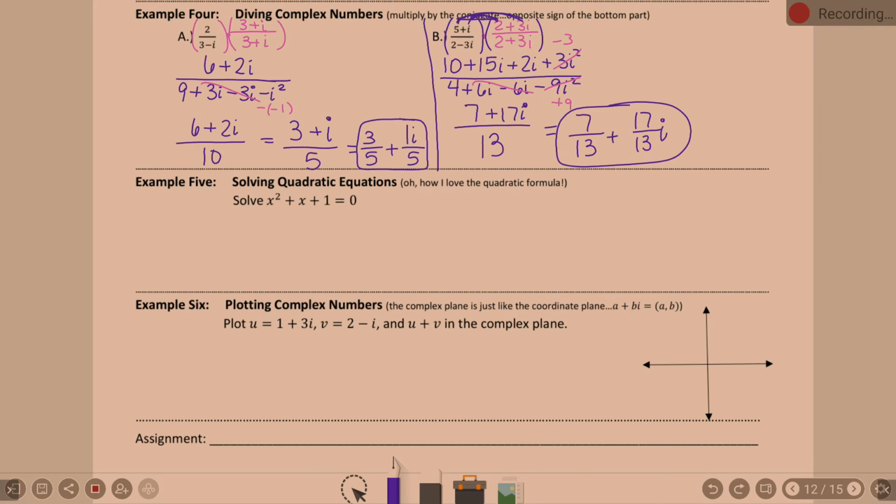Quadratic formula, make sure your equation is equal to 0 to get me started. What are my ABCs here? 1, 1, 1. Okay. A is 1, B is 1, C is 1. So let's do some quadratic formula. X equals negative B, so negative 1 plus or minus the square root of b squared, 1 squared, minus 4 times a, which is 1, times c, which is 1, all over 2a, so 2 times 1.